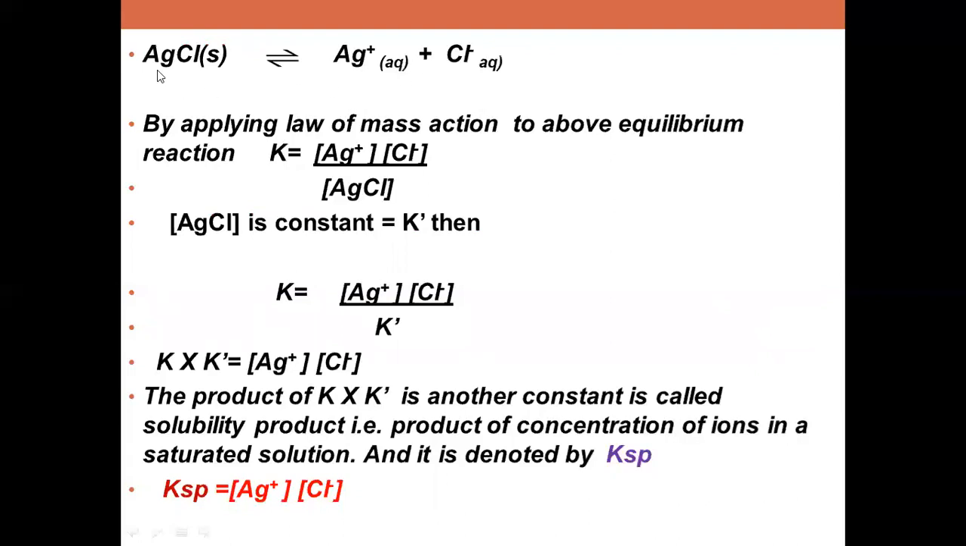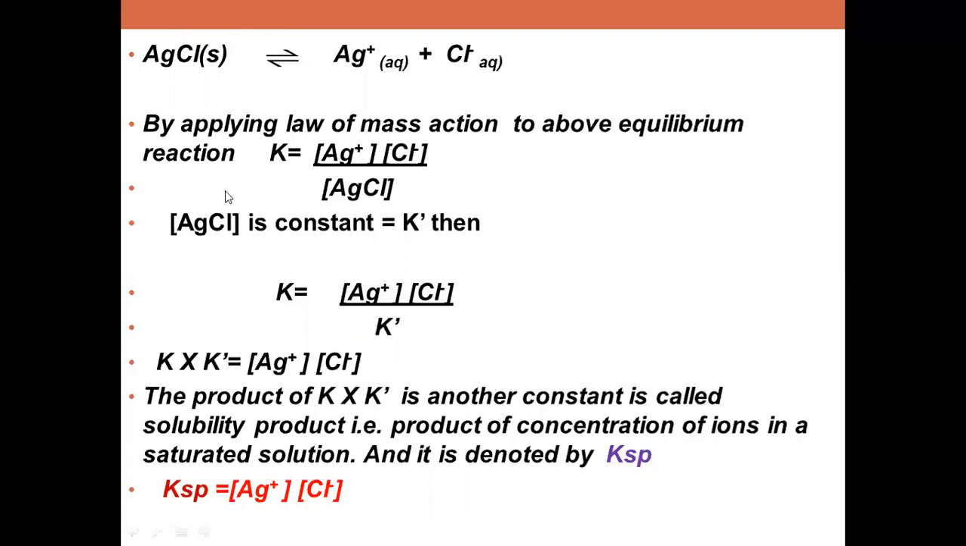This is the product and this is the reactant. Therefore K is equal to concentration of Ag+ into concentration of Cl- divided by concentration of AgCl. That means Ag+ and Cl- are the products and AgCl is the reactant, and the concentration of solid AgCl is a constant. The new constant in place of AgCl is K dash.